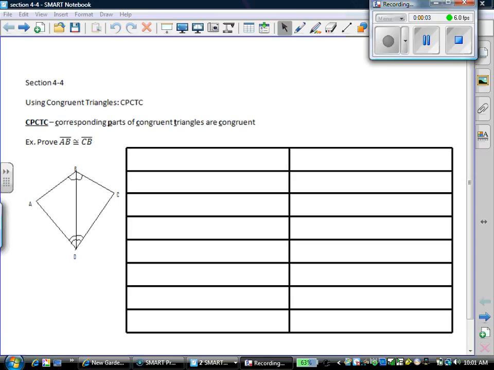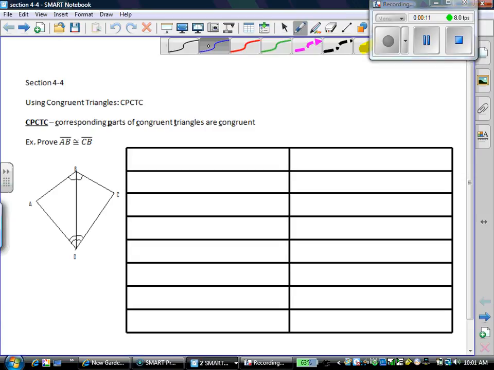Alright, so today we're going to expand on our proofreading skills using this idea called CPCTC, okay, which stands for corresponding parts of congruent triangles are congruent. You can see they took the first letter, so it's underlined and bolded. Okay, so let's actually listen to the words.